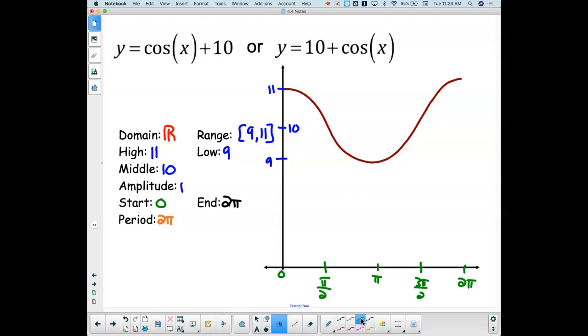We have to label 4 things on the bottom. 5. Yep, 5 on the horizontal, 3 on the vertical. Questions, comments, concerns, clarifications? Yes, ma'am. Domain will always be all real numbers if it's sine and cosine. The other ones, no. But for these two, yes.